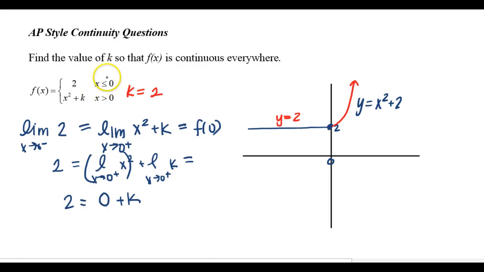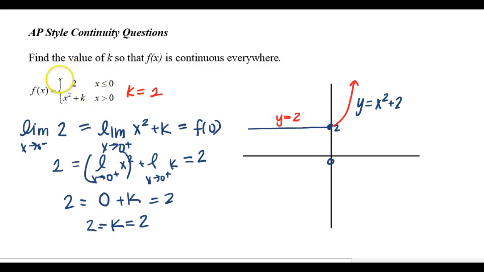0 is included in the first portion of the piecewise function, so it is exactly 2. F of 0 is 2. So 0 plus k, well, that's just k. So what we have on both ends here is that k has to equal 2. So in order for this to work out, my k value had to be 2, which again I was able to find graphically because these were two really nice functions to deal with.